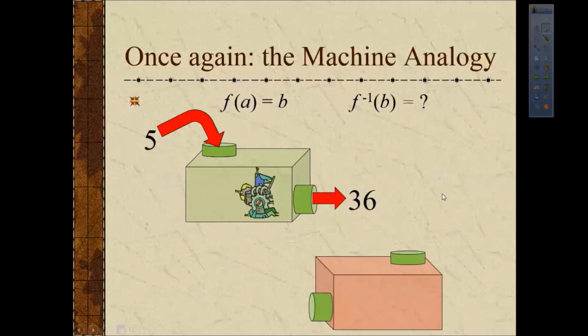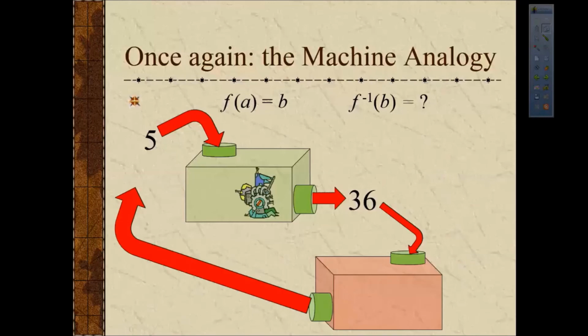Well, let's create a new machine and suppose this is f inverse. Well, f inverse takes its inputs and traces them back to where they came from in the original function. So an answer of 36 came from an input of 5. That means f inverse of 36 will lead us back to 5. So if f of a equals b, then f inverse of b will equal a. So this is what we mean by a function tracing an output back to its input.